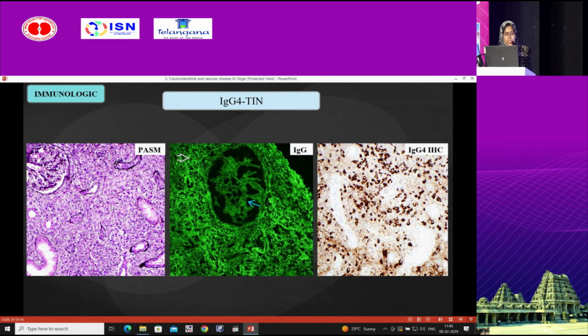There is interstitial fibrosis in a storiform pattern, meaning they radiate in multiple directions like the spokes of a wheel. On immunofluorescence, there is IgG staining along the TBM and interstitium. This can be confirmed by IgG4 IHC, which stains the IgG4 positive plasma cells.